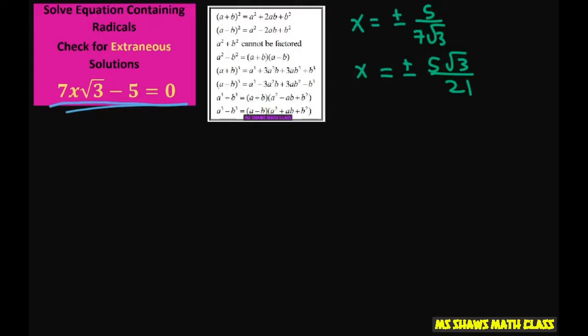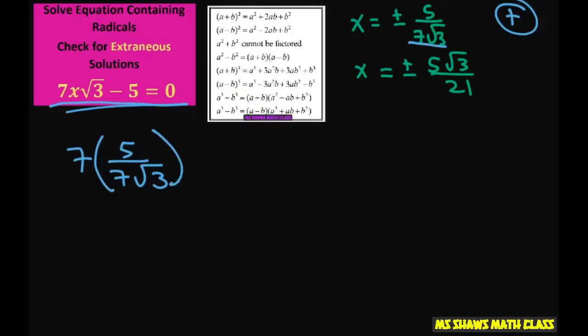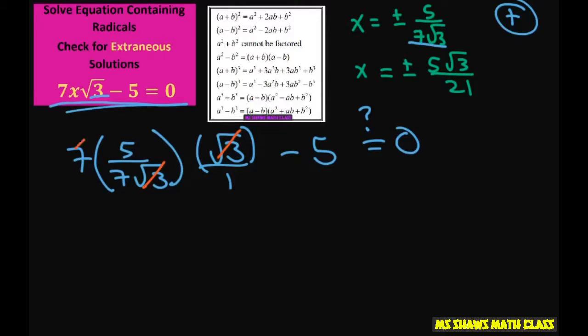So we're going to do the plus first. So we have 7 times. Now if you use this one, it might be a little easier. So we have 7, and your x is going to be 5 over 7 square root of 3, times square root of 3. You can put that in fraction form if you want. Minus 5. Does that equal 0? So the square root of 3's cancel. So do the 7's. So you get 5 minus 5 equals 0. So that does check. So the plus works.